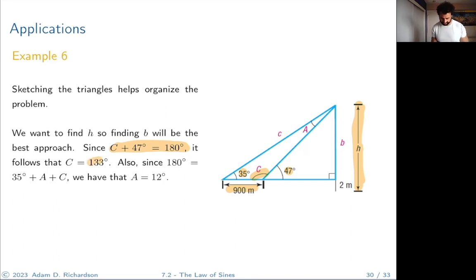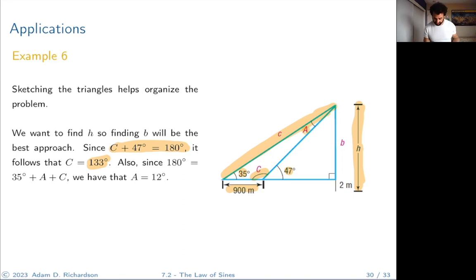So that tells you that C has got to be 133 degrees. Now what we've got is a side and two angles. So that lets us solve for some other information, because what we really want to do is get at this side length B, but now we can find the length C here, and that'll lead us on the way.